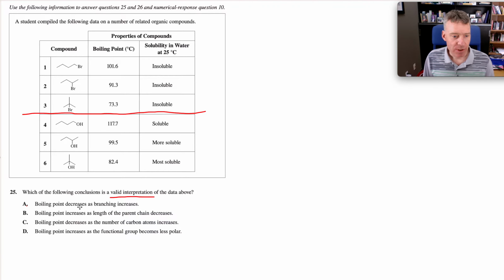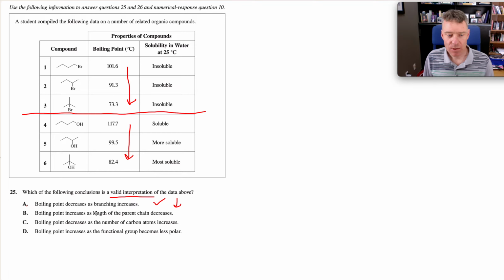So essentially which of these are true. So boiling point decreases. So boiling points are going down with more branching. So let's see, we go from sort of 1 branch off to 2, right to left, to 3. And if we look, the boiling points are decreasing. With our alcohols, we go 1 to 2 to 3 branches off, and we see the same decreasing trend. So A is looking okay. Let's look at the others.